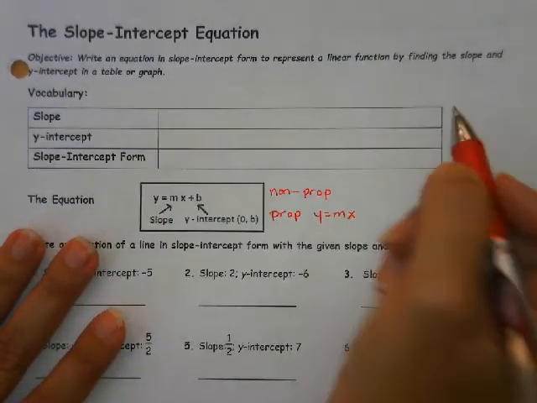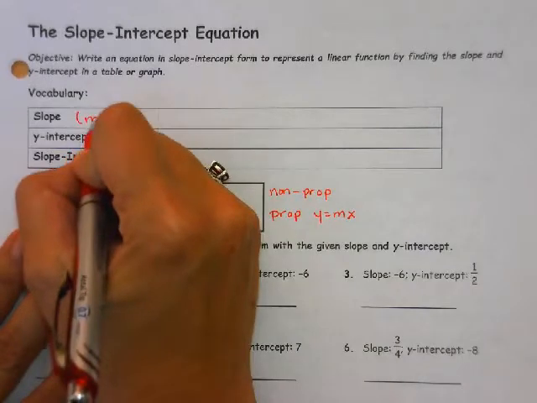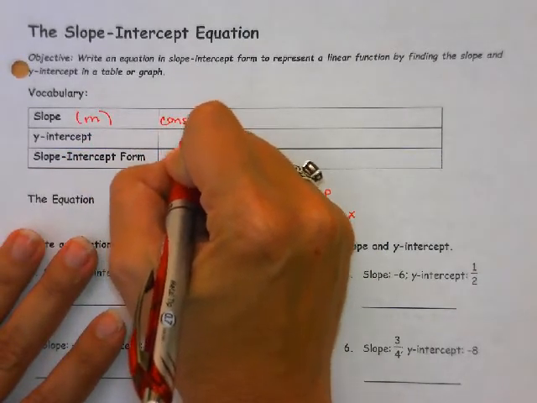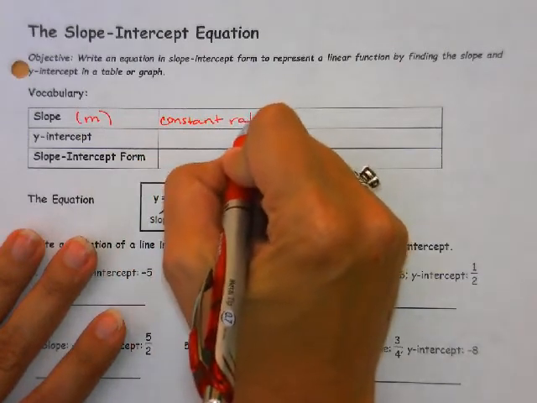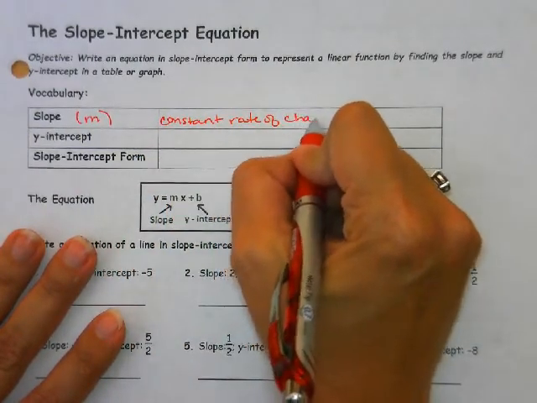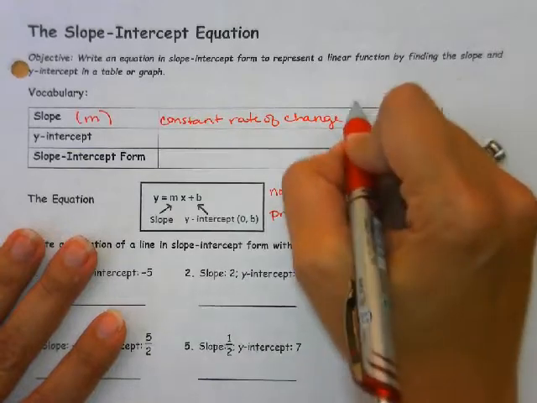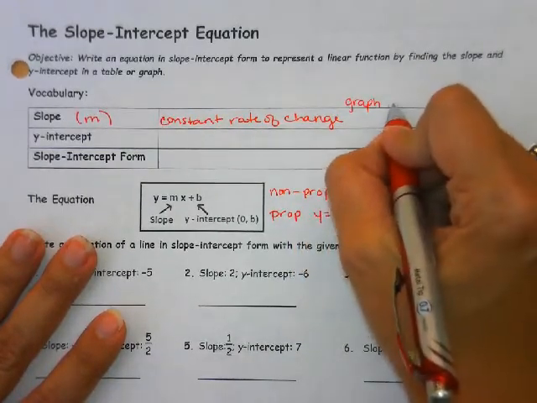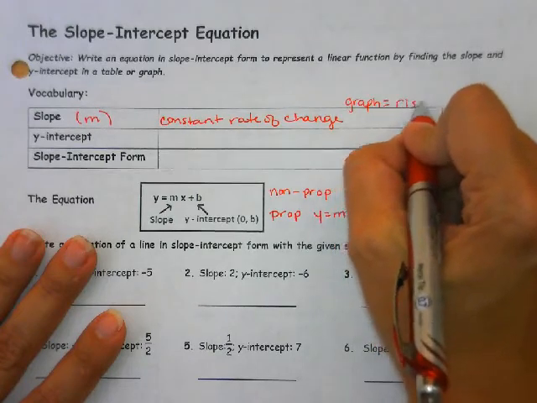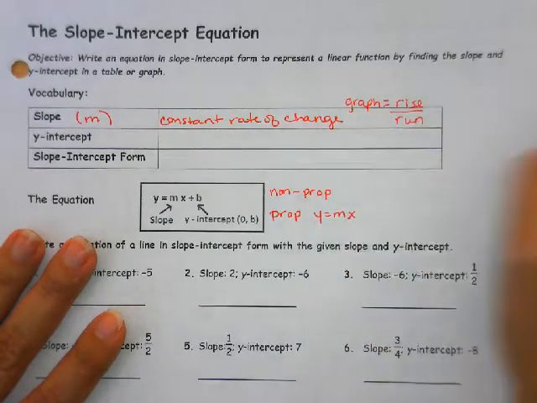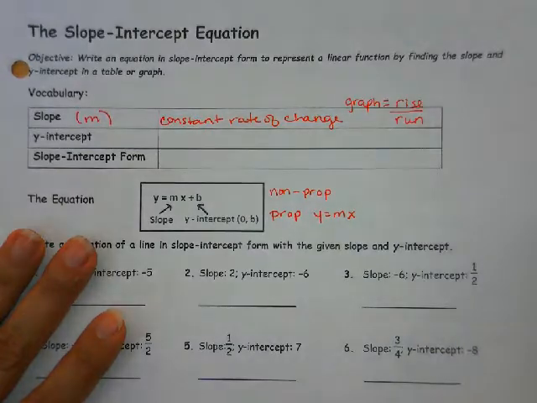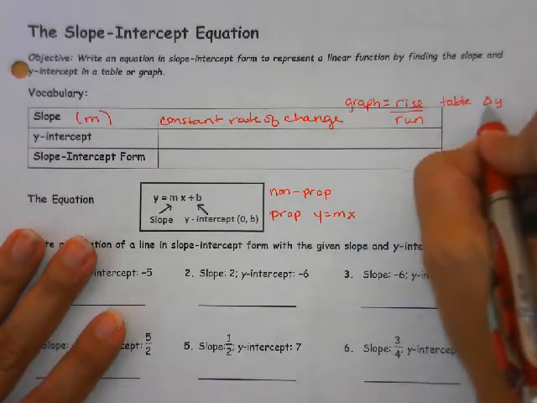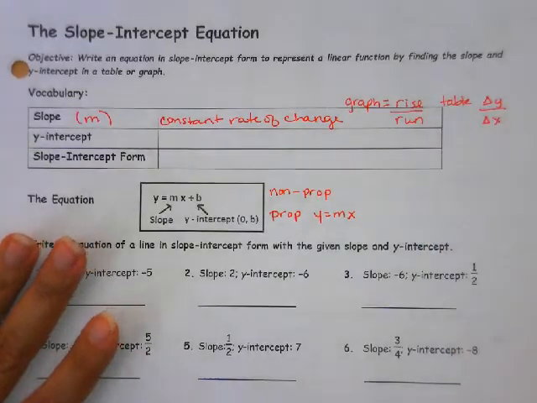So if you remember, slope, we're going to put m here. Slope is the constant rate of change. Okay, so in a graph on your notes that you did the other day, aka slope, this is going to be rise over run. In a table, this is going to be change in y over change in x.